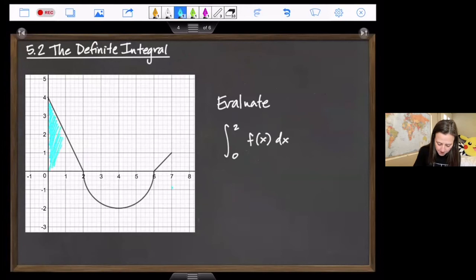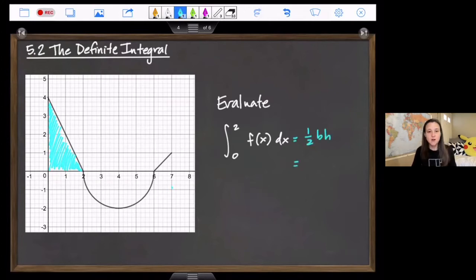So between the function and the x-axis, just between x equals 0 and x equals 2. I don't need an antiderivative to be able to calculate the area of that blue region. That's just a triangle. I know the area of a triangle is 1/2 base times height. So we're going to say this is 1/2 base times height.